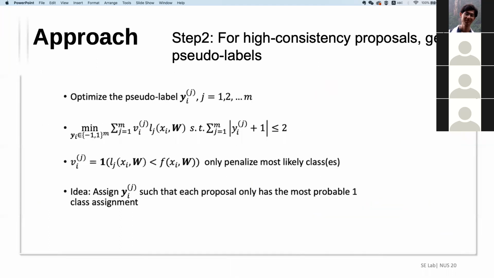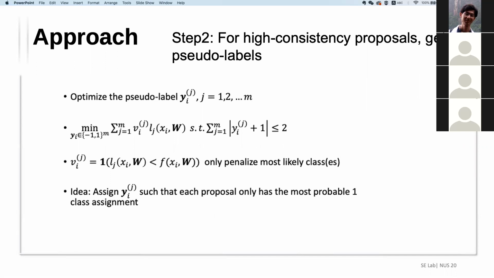Okay. Step 2 is for those high consistency proposals, we get the pseudo labels. The formula looks complicated, but the basic idea is we just try to assign one class and only one class to that proposal, which minimizes the cross entropy loss. So in other words, we just assign the most probable class for those.